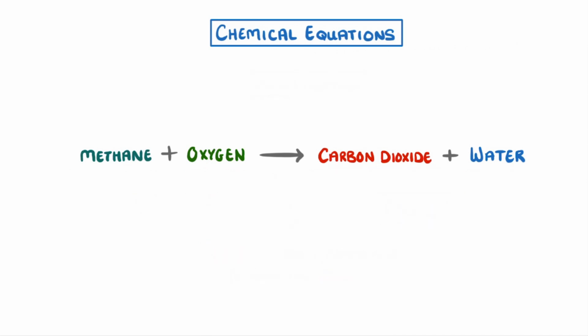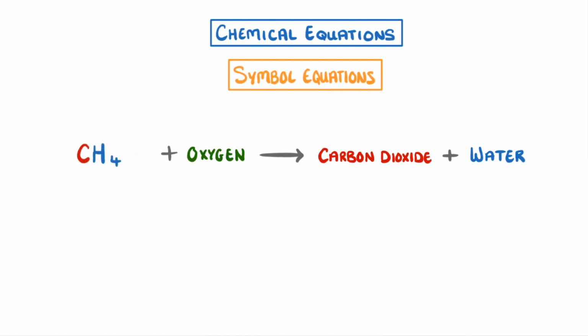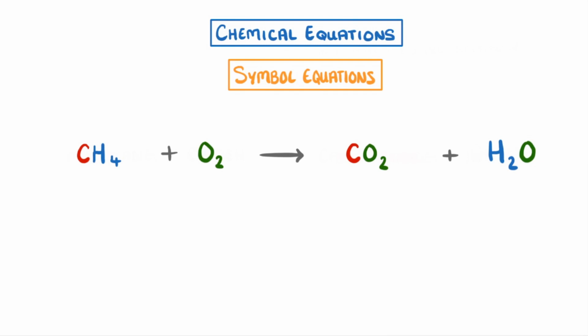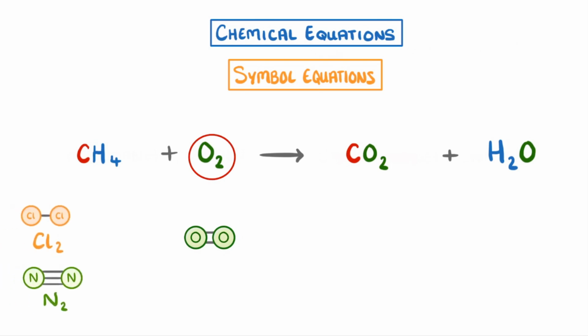More often though, instead of writing these word equations, we write symbol equations, using the chemical symbols of each molecule involved. So we would have CH4, which is methane, plus O2, going to form CO2 plus H2O. Notice that I've put O2 rather than O. That's because oxygen exists as a molecule made up of two atoms. So whenever you include oxygen in a reaction, you have to put O2. Just like for chlorine, you'd put Cl2, and for nitrogen, N2.